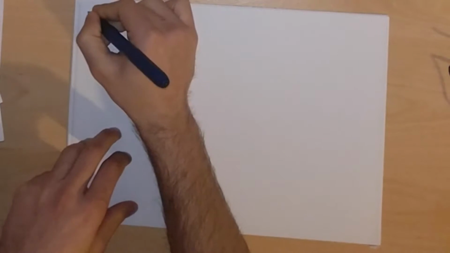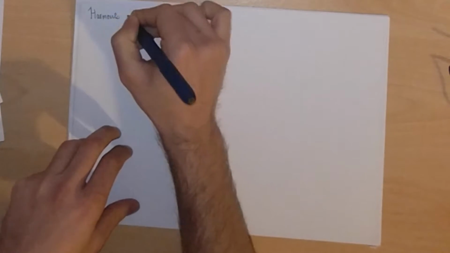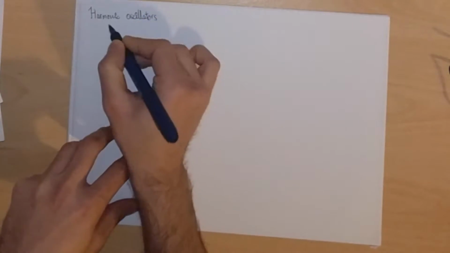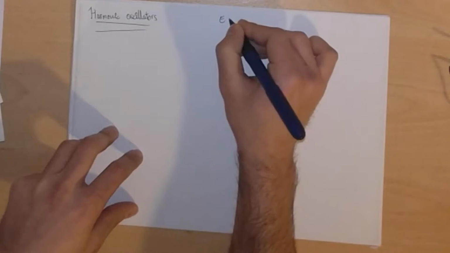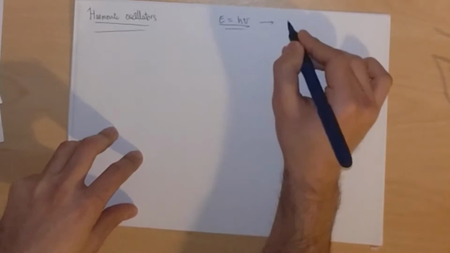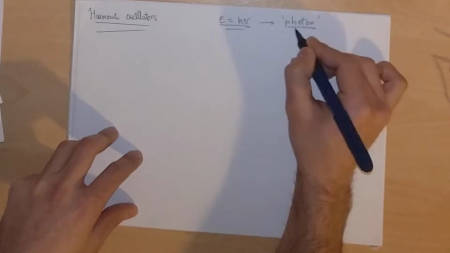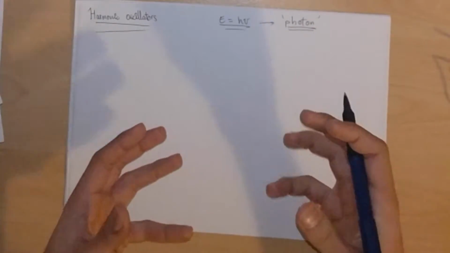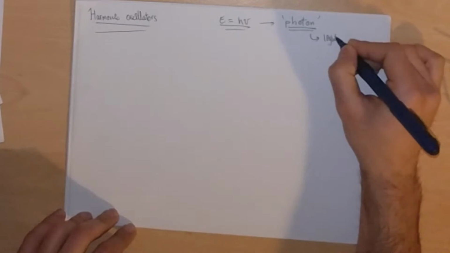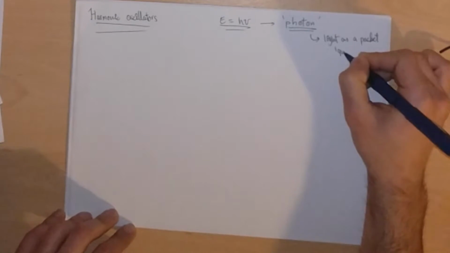So today, in the last video, we said that we were going to look at harmonic oscillators. The reason for this was because we wanted to understand how we got an equation that looks something like this, which is in fact the concept for a photon, where you treat light as a packet of energy, more formally known as a quanta.